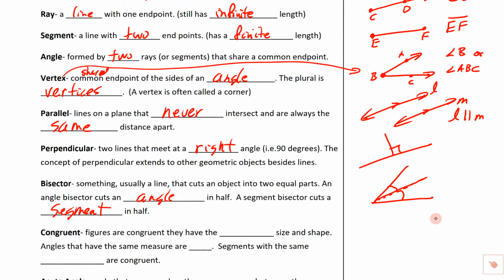And if I did a segment bisector, we would cut this in half, and it doesn't have to be perpendicular or anything like that. All I have to do is mark that the two of those are congruent.